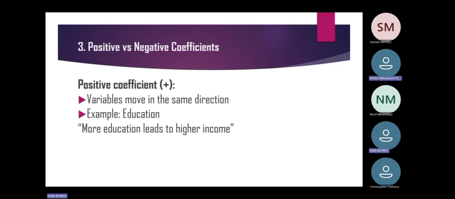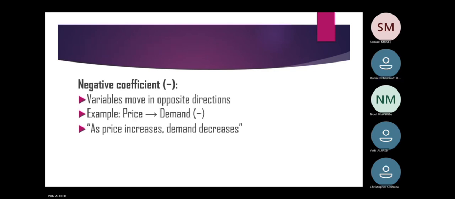On education, we can say that more education leads to higher income. The more you increase your education, the more you increase your income, which means variables are going in the same direction. In this case, our variables are two, education and income.